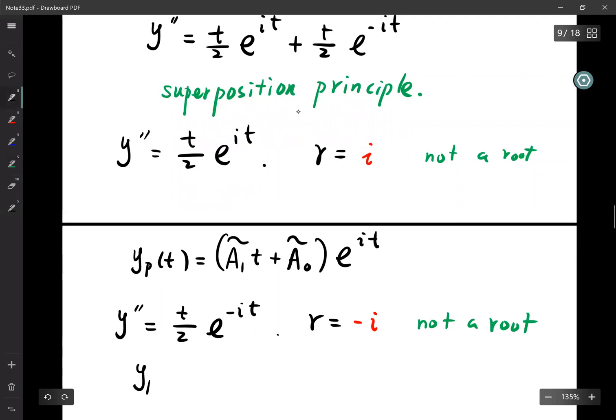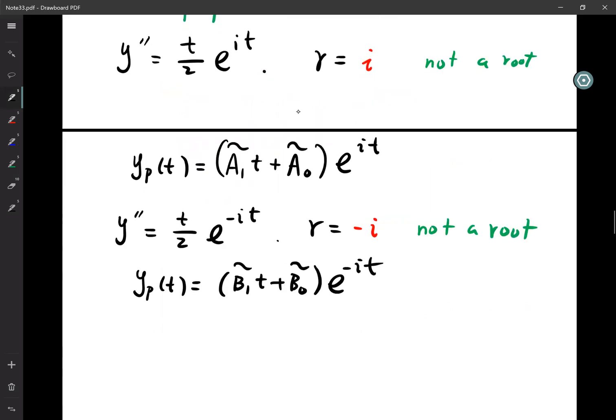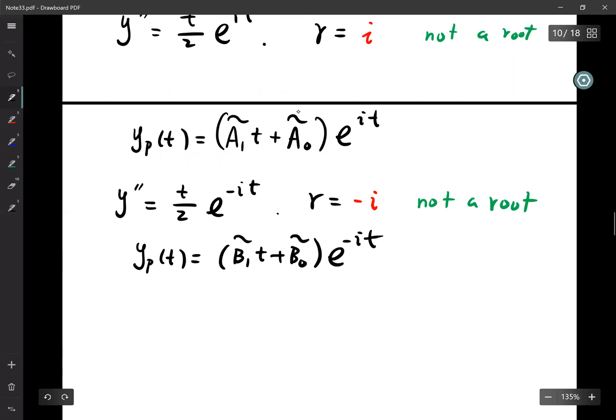Then the solution takes the form B1 tilde t plus B0 tilde, times exponential minus it. Now, if I have solved both equations, I just add them together. I will get the solution to the original problem. But now I can play the trick as you have seen before for the complex case. I know that the final solution must be real. And exponential it is really given by the linear combination of cosine t and i sine t, and this is cosine t minus i sine t.